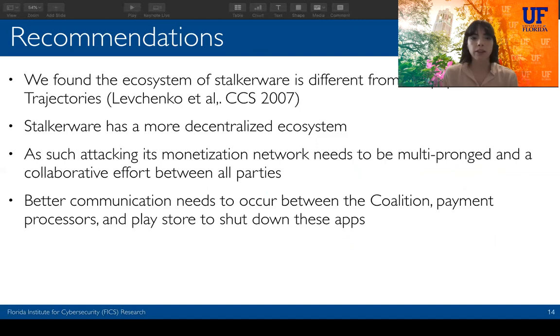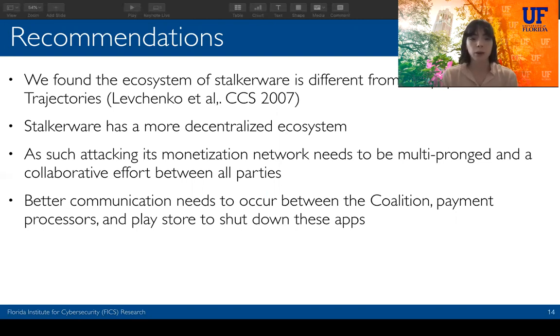However, from our research, we found that the ecosystem of Stalkerware is largely different from other papers that have looked at the monetization of different types of groups. Levchenko's IEEE paper of 2011 showed that spam relied solely on only three different banking systems in their click trajectories paper. But Stalkerware is a much more decentralized system, so we can't default back to what they did to correct this problem. In fact, we instead recommend that attacking the monetization network for Stalkerware needs to be multi-pronged and a collaborative effort between all parties that allow Stalkerware to make their monetization occur.